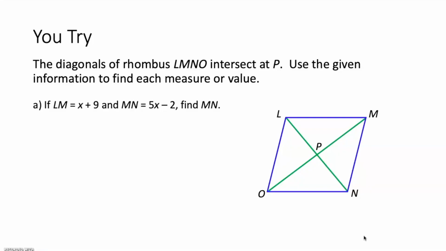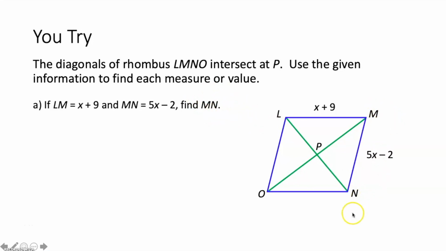Petey says, time for a U-try! Okay, so we are again given a rhombus. This time it's LMNO. The diagonals intersect at point P. We are given that the measure of segment LM up here is x plus 9, so we label that. The measure of segment MN over here is 5x minus 2, so we label that. We want to find the measure of MN.